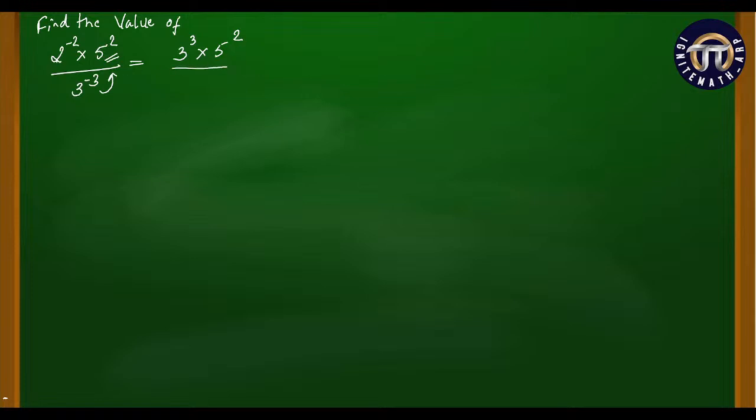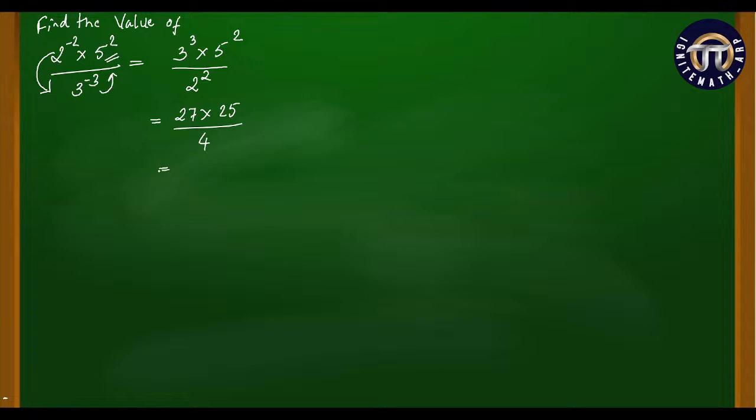Later, 2 to the power of minus 2 is there. I want the power to be positive, so I will take it to the denominator. So 2 to the power of 2 it happens to be. Clear, children? So later I can write this one as 3 to the power of 3 is 27 and 5 to the power of 2 is 25, divided by 4.